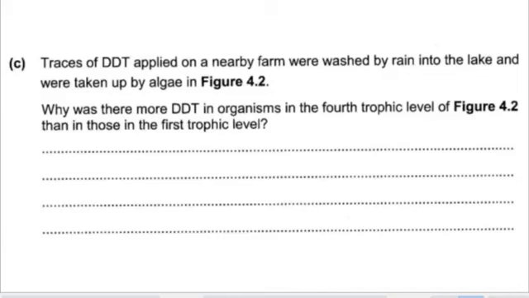Alright guys, so we now come to our last question right here. The question reads, traces of DDT were applied on a nearby farm, were washed by rain into the lake, and were taken up by algae in figure 4.2. Why was there more DDT in organisms in the fourth trophic level of figure 4.2 than in those in the first trophic level? So I hope you have gotten this question.